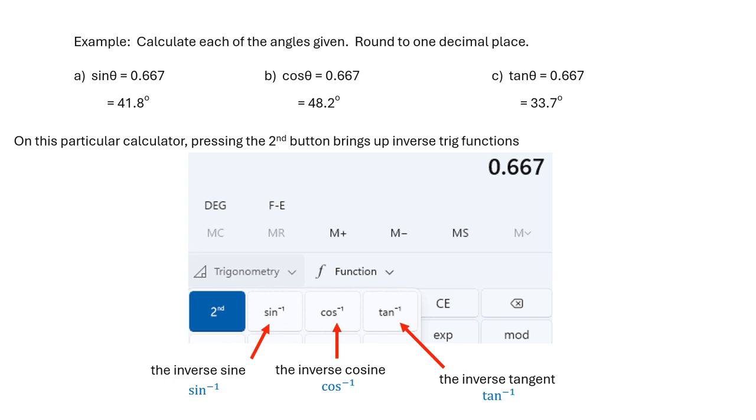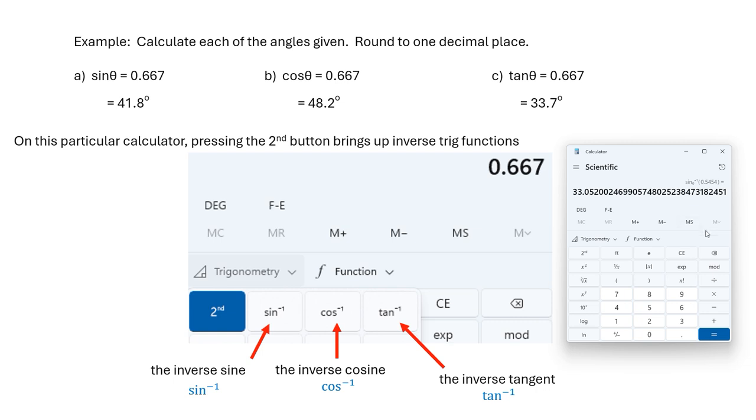So if I bring up my calculator and type in 0.667, the sine of an angle equals 0.667. If I go to my trigonometry section and I press the second button, suddenly all the inverse ratios come up. You'll see it says sine, cosine, tan. Using the second button feature here, I get the inverse sine, the inverse cosine, and the inverse tangent.